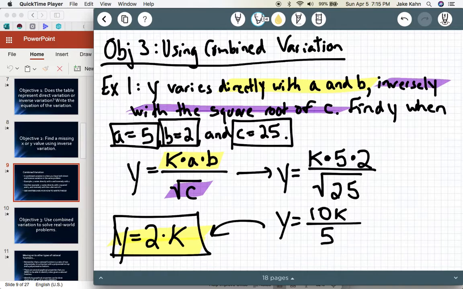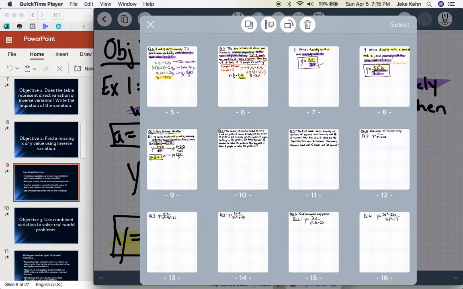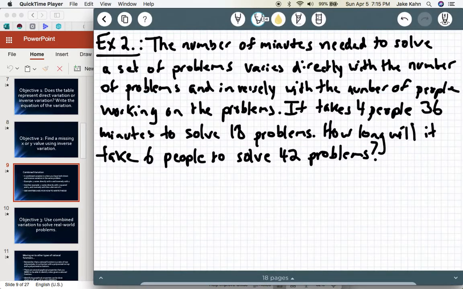Let's move forward to some actual word problems where we're set in a context that's in the real world. I'm sorry if my writing is a little sloppy. I'm going to read it out loud as well, if you can't read that. It's kind of hard to write on these iPads.